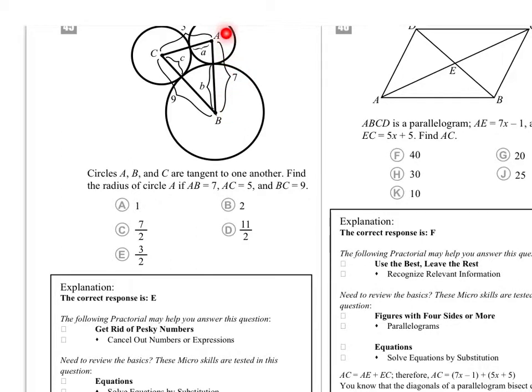Because this whole side here is 7. And there's the radius, and there's a radius for the other circle. A plus B would have to be 7. Do you see where that came from? Alright, so over here, C plus B would be 9, and then A plus C would be 5.